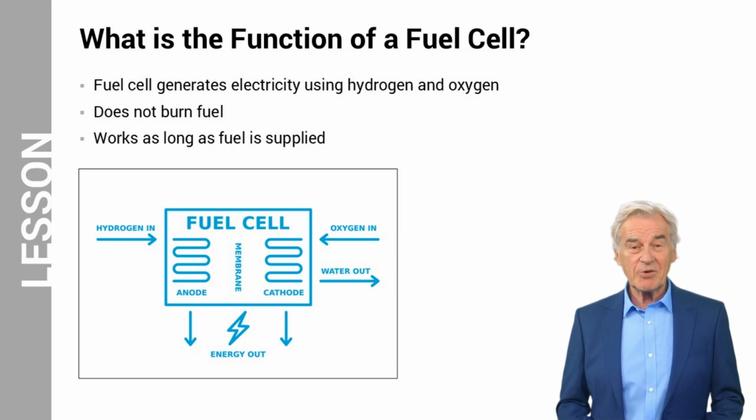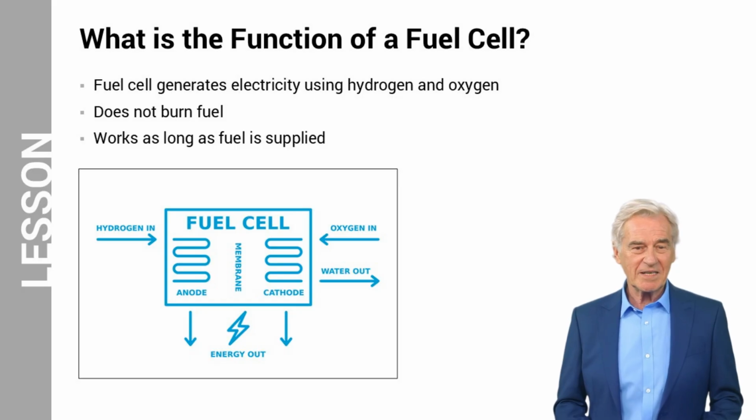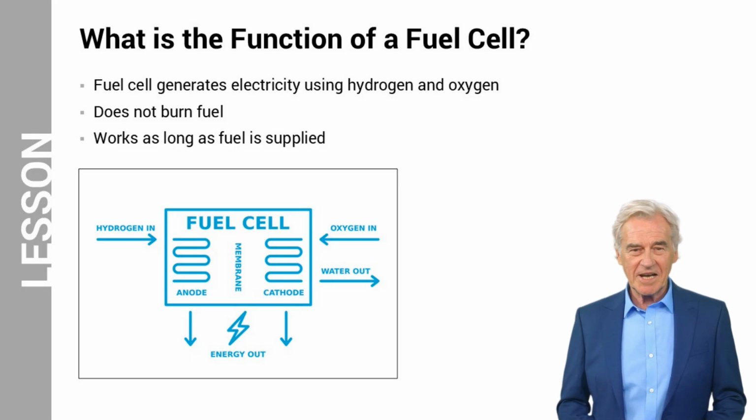What is the function of a fuel cell? A fuel cell is a device that generates electricity by combining hydrogen and oxygen through a chemical reaction. It does not burn fuel. Instead, the reaction releases electrical energy that can power devices. As long as the system provides hydrogen and oxygen, the fuel cell can continue to generate electricity.